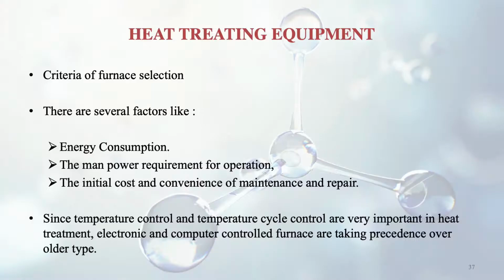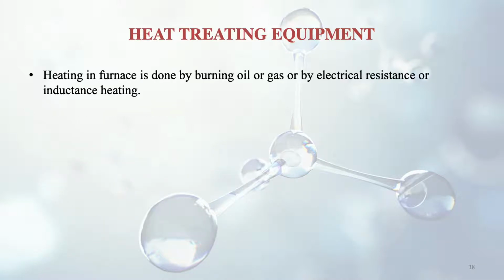of furnace. Since temperature control and temperature cycle control are very important in heat treatment, like we have seen earlier, nowadays electronic and computer controlled furnaces are being used, and they are taking over the older type. Heating in a furnace is done by burning oil or gas, or by electric resistance or inductance heating. So this is also one factor which will govern the criteria for selection of the furnace.